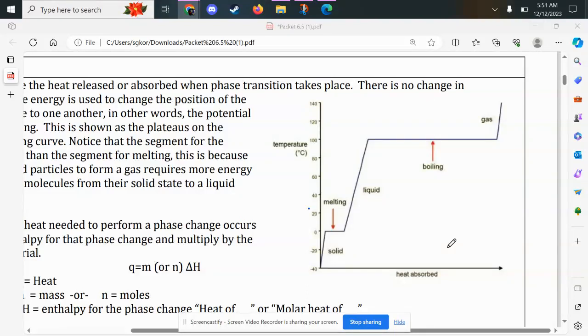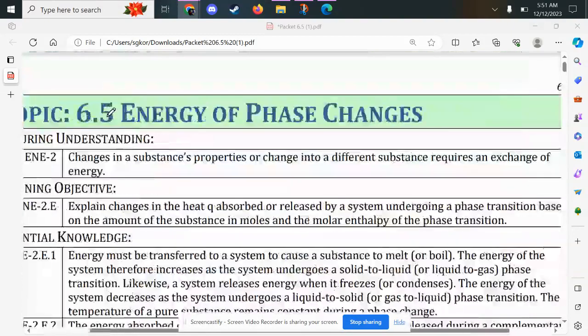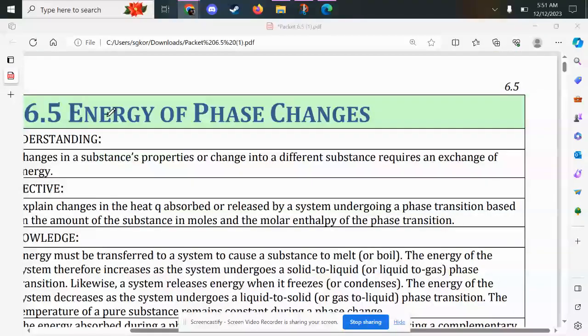Today, I am just going to talk a little bit about topic 6.5, energy and phase changes.